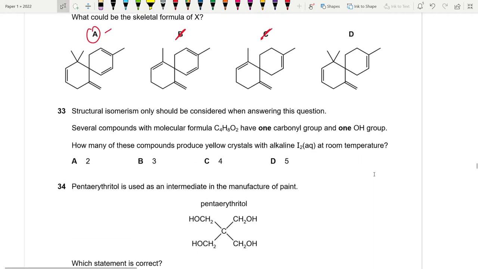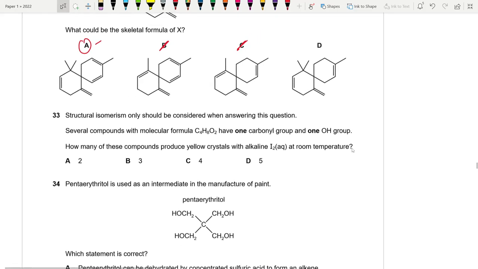33. Structure isomerism only should be considered when answering this question. Several compounds with molecular formula C4H8O2 have one carbonyl and one OH group. How many of these compounds produce yellow crystals with alkaline iodine at room temperature? We should only consider structure isomerism. C4H8O2, one carbonyl and one OH group.